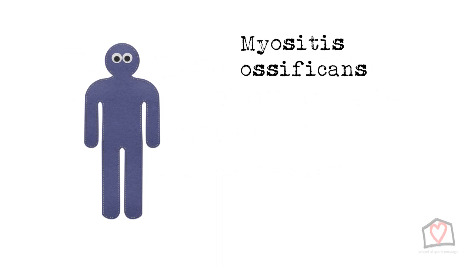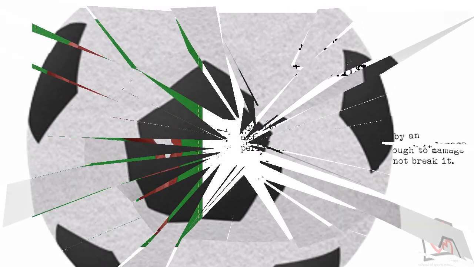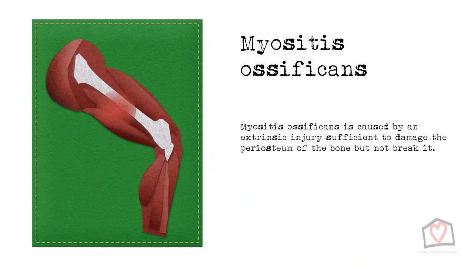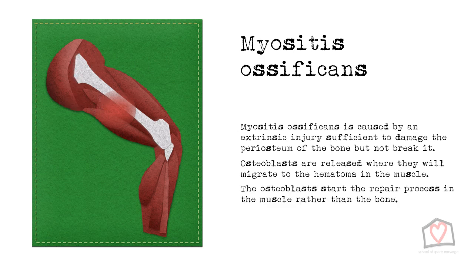Myositis ossificans is caused by an extrinsic injury sufficient enough to damage the periosteum of the bone, but not enough to break it. This will cause the osteoblasts, the bone builder cells, to be released, where they will migrate to the hematoma in the muscle. The osteoblasts will start the repair or calcification process, but in the muscle rather than the bone. If left to their own devices, they will build bone within the muscle fibres.